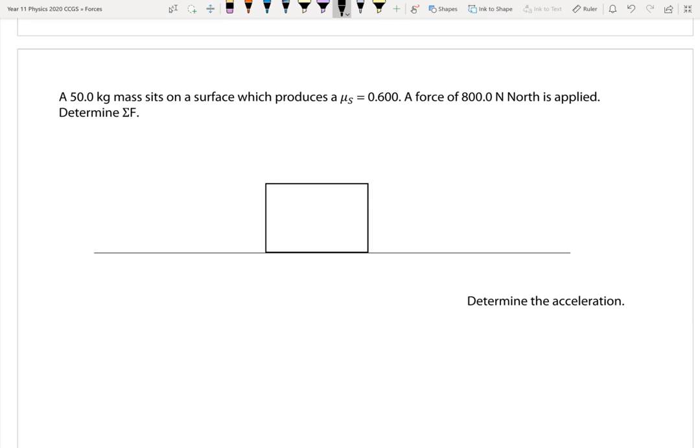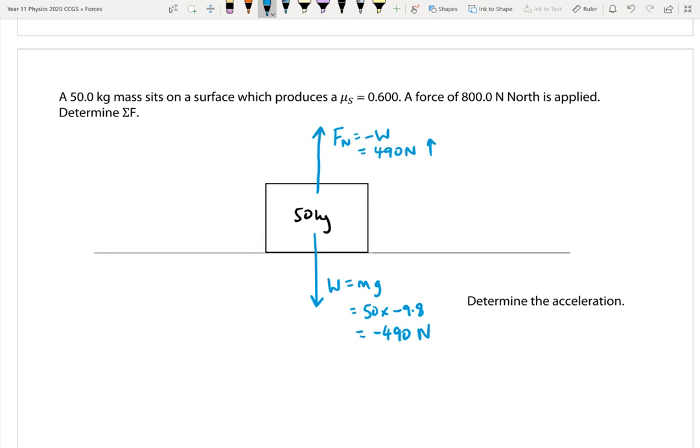A 50 kilogram mass is sitting upon a surface. We'll assume horizontal. We've got a coefficient and an applied force. Let's figure out everything. I'm going to figure out the weight force first. W equals mg equals 50 times negative 9.8, which is negative 490 newtons. From that, I can infer that the normal force is the negative of the weight, because it's not accelerating up into the air or down into the ground. So we'll say 490 newtons upwards. I can then find out what the coefficient is.